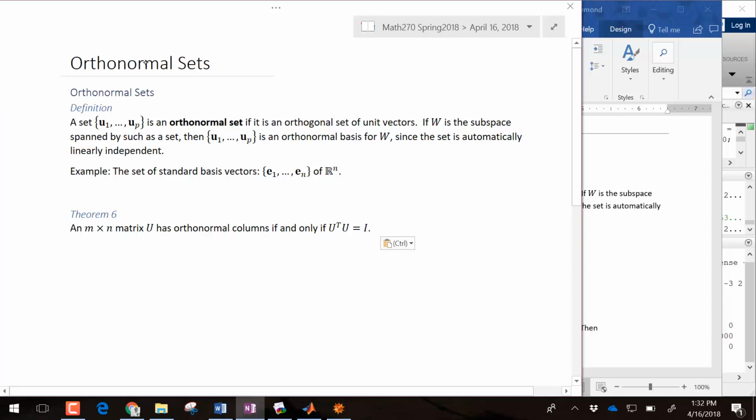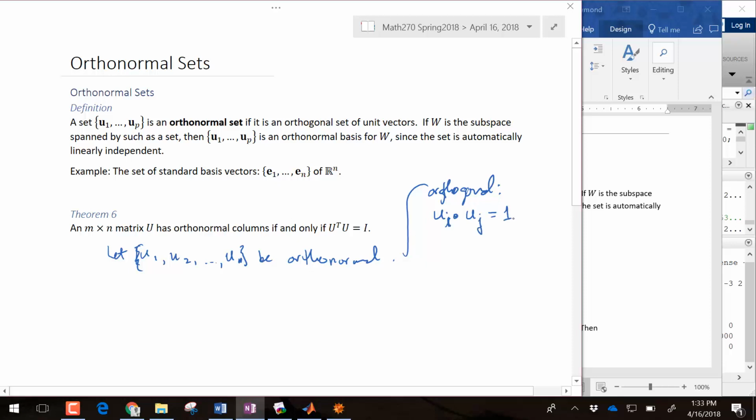I don't know if I was going to prove this in notes, but anyway. Delilah basically said the proof, right? So let U1 through UN be orthonormal, then it's orthogonal, and orthogonal means that UI multiplied with UJ is equal to 0 if I does not equal J. What if I was equal to J? Then if it's orthogonal, it's not necessarily one. But if it is orthonormal, it is going to be one.